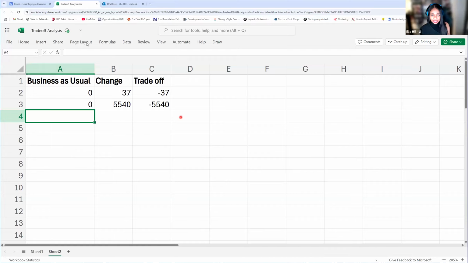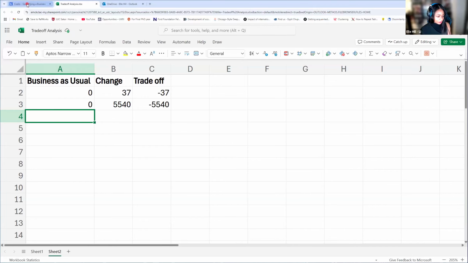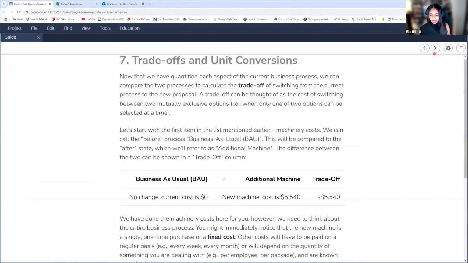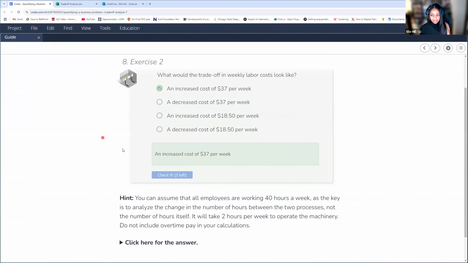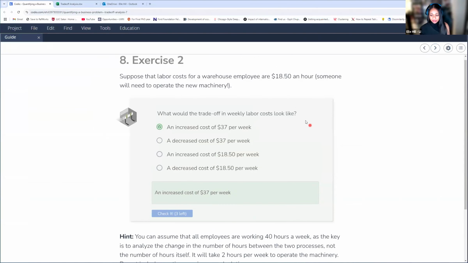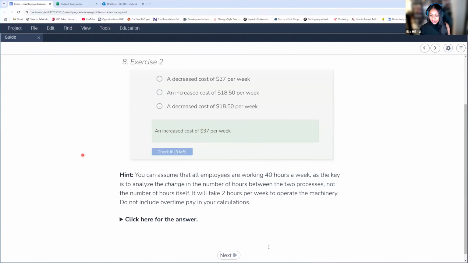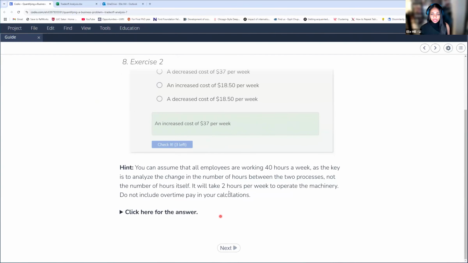Amazing. Okay. No problem. So let's continue. So we already did this. So we're going to have an increased cost of $37 per week, but in trade-off analysis, we represent this with a negative. Yes, and here's the Codio again, so you can see it. I already went over the answer, but if you want a more in-depth one, or if you forgot, feel free to visit Codio as well after the lesson.